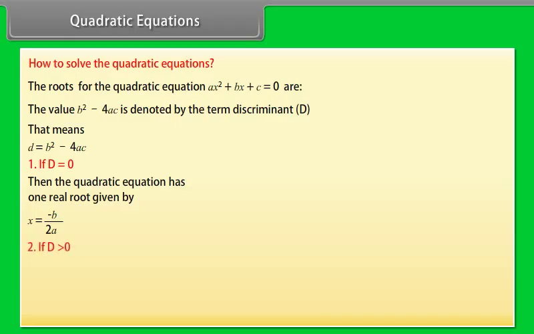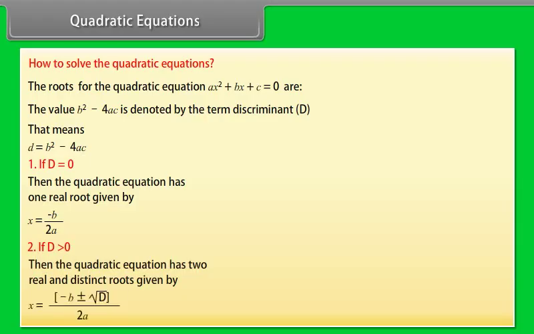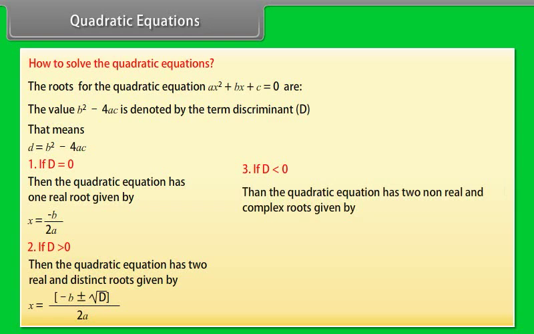2. If D is greater than 0, then the quadratic equation has two real and distinct roots given by x = (−b ± √D)/2a. 3. If D is less than 0, then the quadratic equation has two non-real and complex roots given by x = (−b ± i√−D)/2a, where i is the imaginary number.